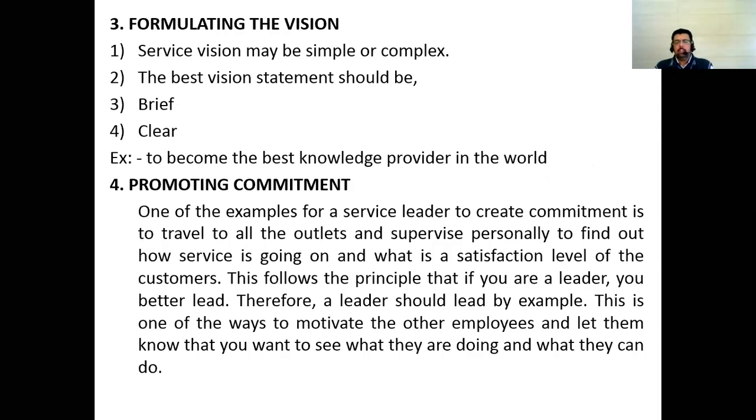Then formulating the vision. How are you going to formulate the vision? The third point is very important. A service vision may be simple or complex, but you should be aware of what your vision is. If it is simple, no doubt, it is routine work and you try to achieve it simply. But if it is complex, you need to work hard. So proper formulating is very important. The best vision statement should be brief and clear. Suppose, take an example.